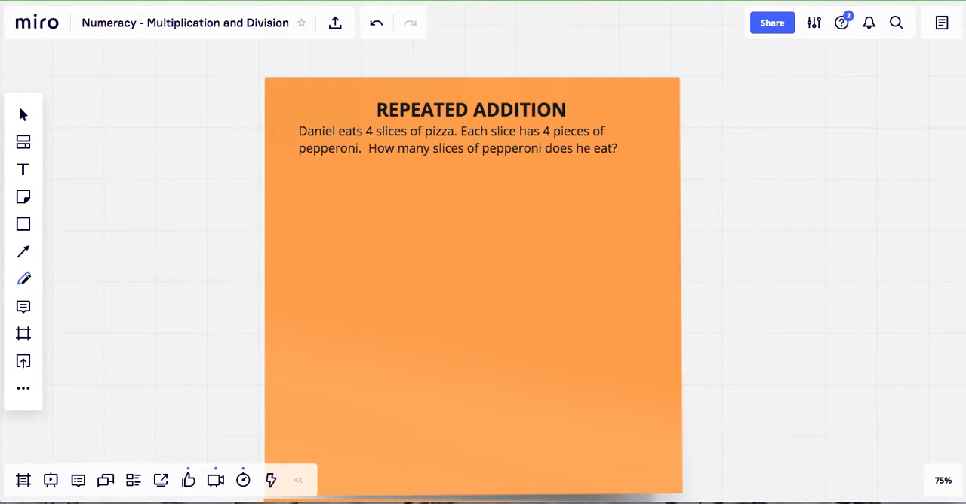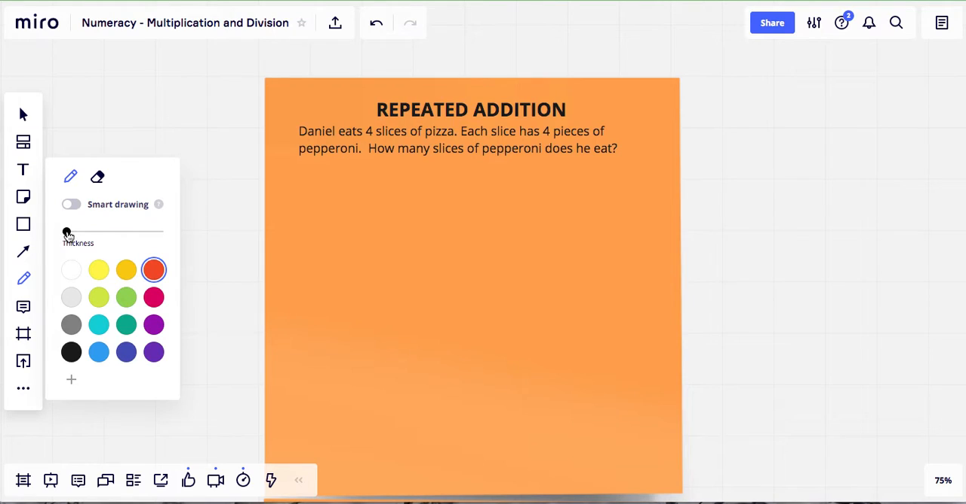Now, we've already used it when we did arrays, and we've used it when we were doing equal groups. So now it's just a little bit more focused on the foundation of why repeated addition is a strategy for multiplication. Daniel eats 4 slices of pizza. Each slice has 4 pieces of pepperoni. How many slices of pepperoni does he eat?